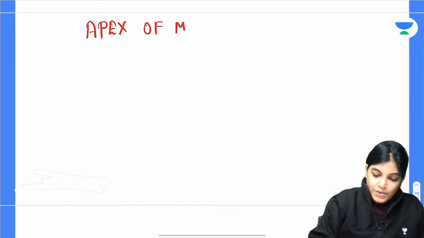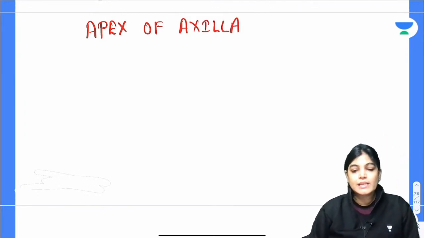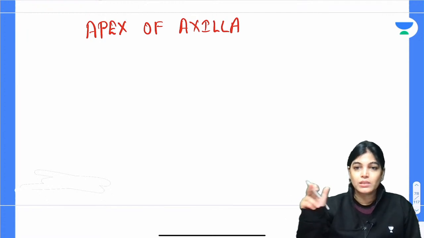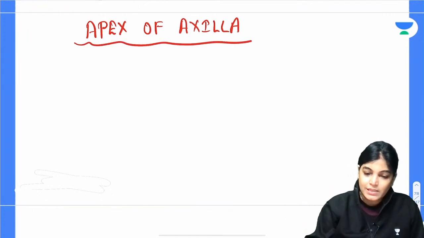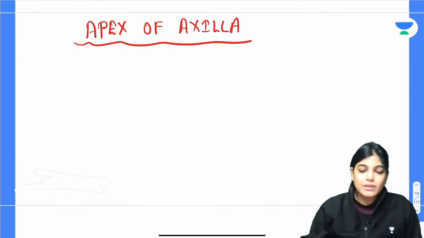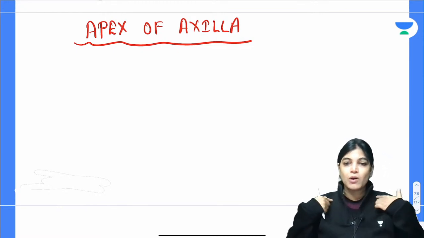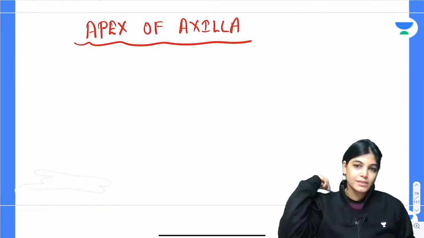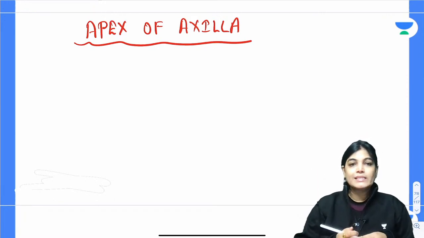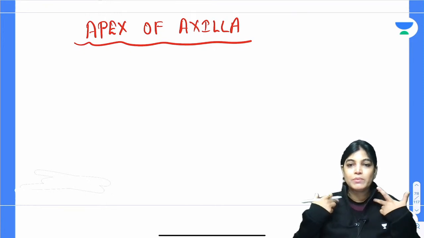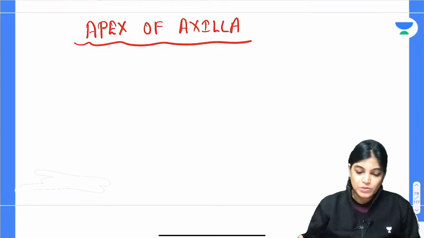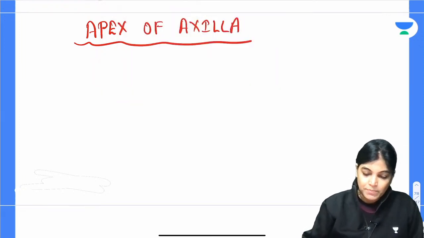Now, the apex of the axilla is actually having a triangular boundary. So it has a triangular shape and a triangular boundary. Like you can also palpate in your own body, anteriorly it is bounded by the clavicle, posteriorly by the scapula, and medially it will be the first rib. So let's write about the apex of the axilla.